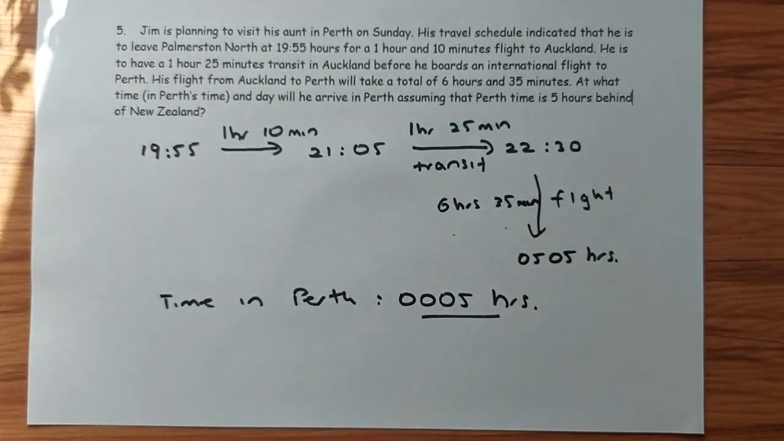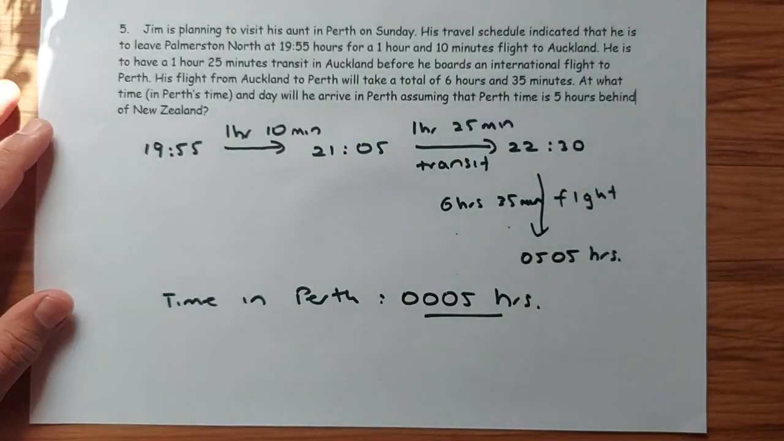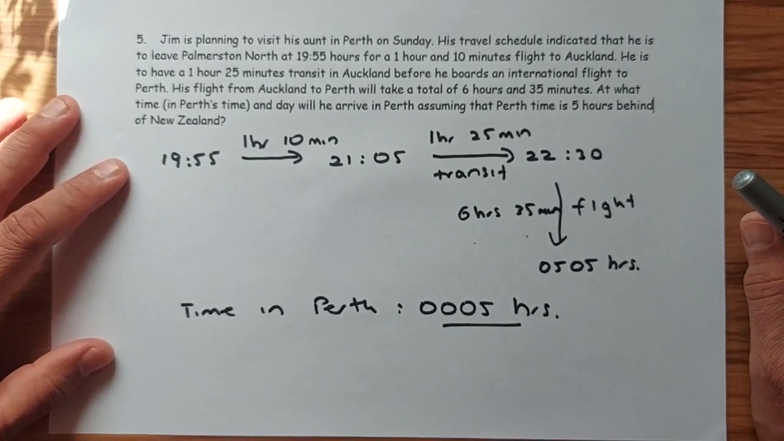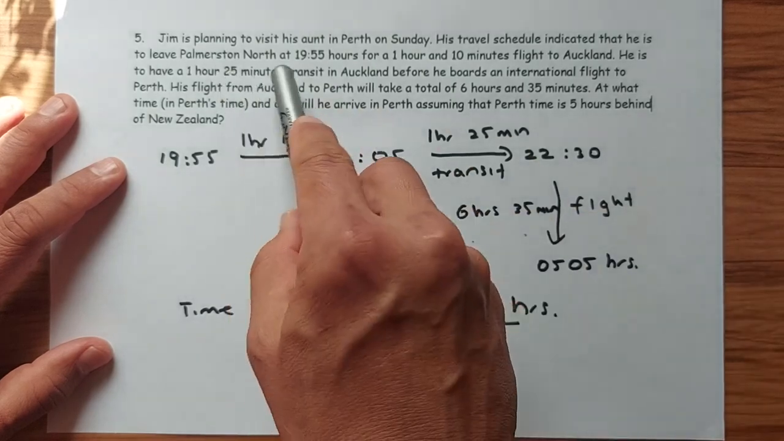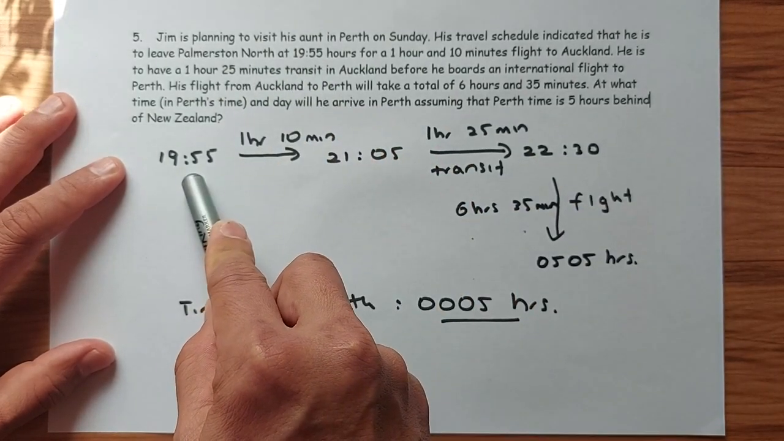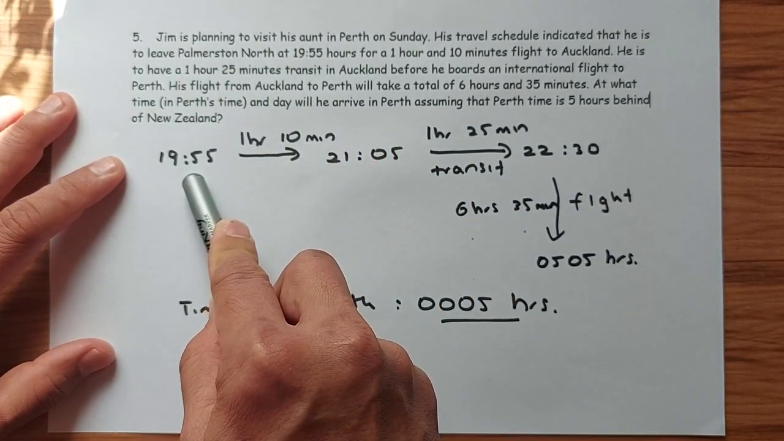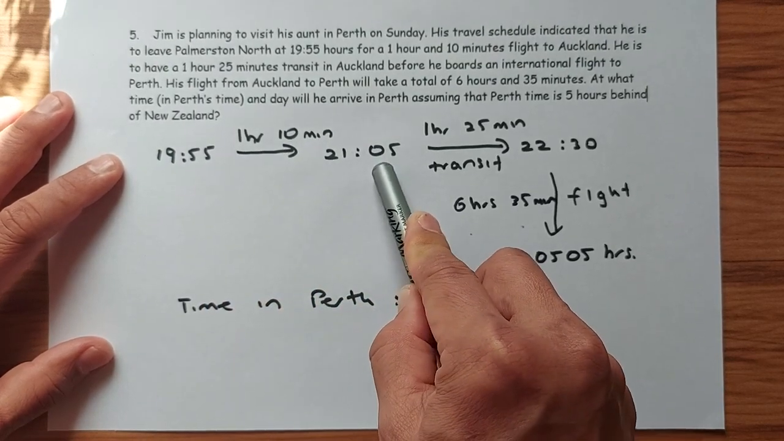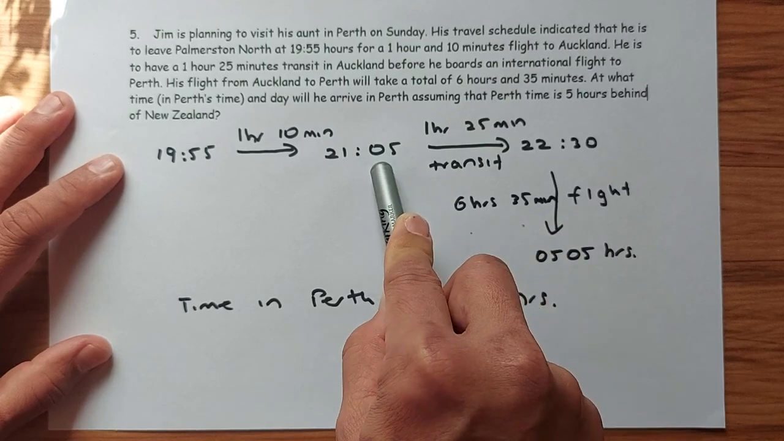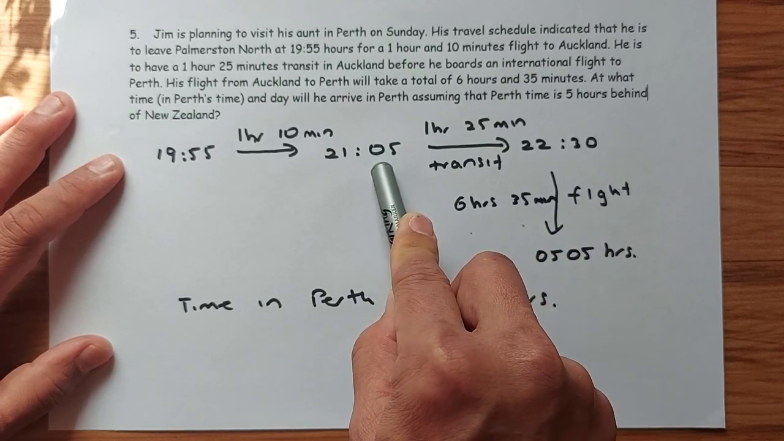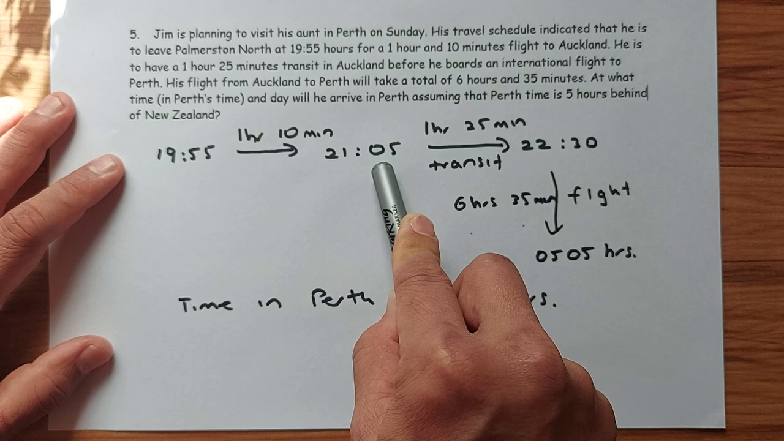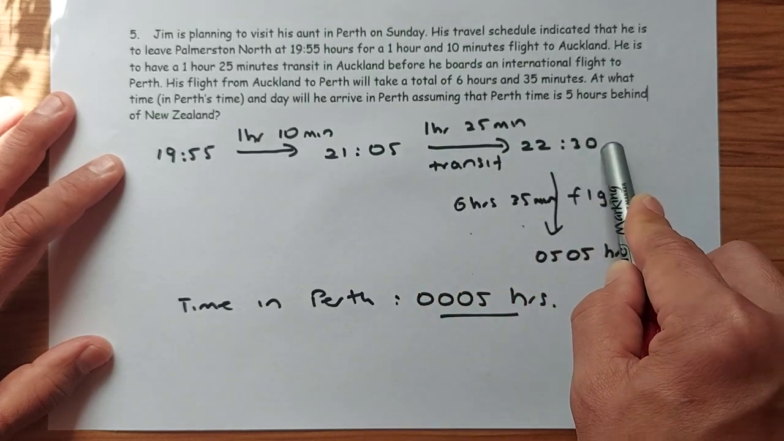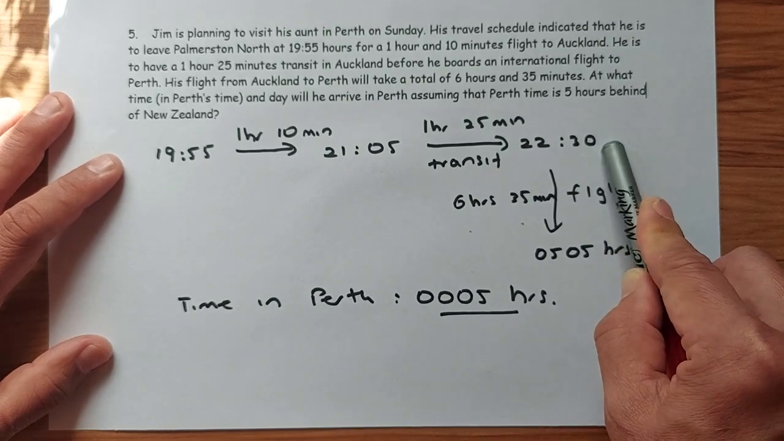Okay, the last question on measurement is about time. Let's read. Jim is planning to visit his auntie in Perth. His travel schedule indicated that he leaves Palmerston North at 19:55, so 7:55 p.m. for a 1 hour 10 minute flight. If you add 1 hour 10 minutes, he will reach Auckland at 21:05 or 9:05. He has to have a 1 hour and 25 minute transit in Auckland, so you have to wait in Auckland for 1 hour 25, so that will come up to 10:30 or 22:30 in Auckland.